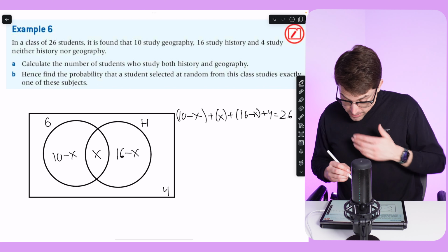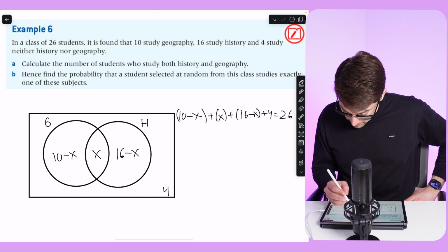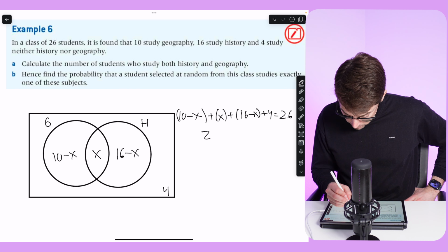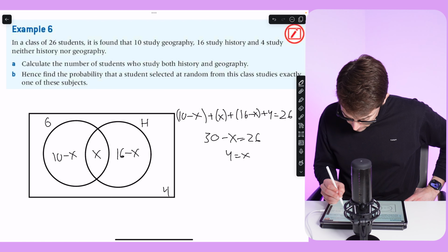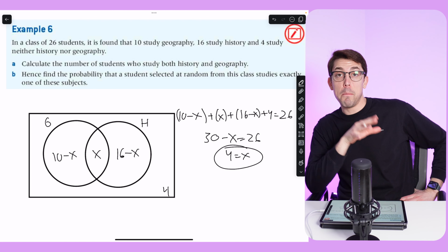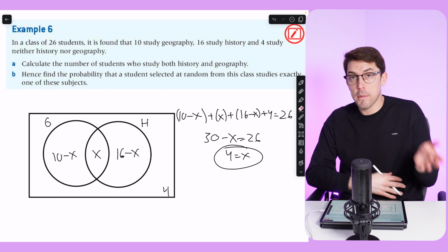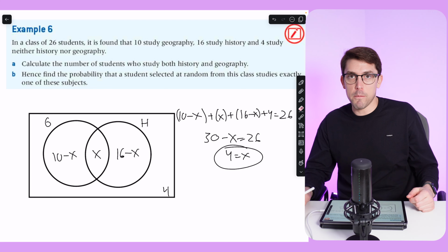So what does that mean? Well, I'm going to have 10, 16, and 4. That's going to give me, not the 20, that's going to give me 30. Negative x plus x, that cancels. Then I have one more minus x is equal to 26. So 4 equals x. So 4 students study both. So you create the diagram, do the algebra, solve for your missing variable.